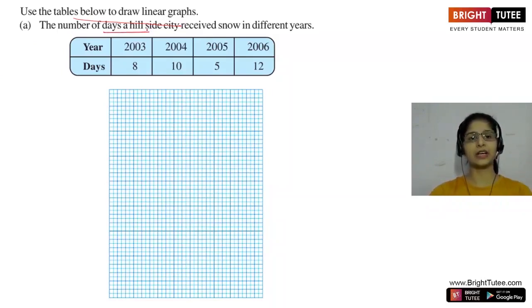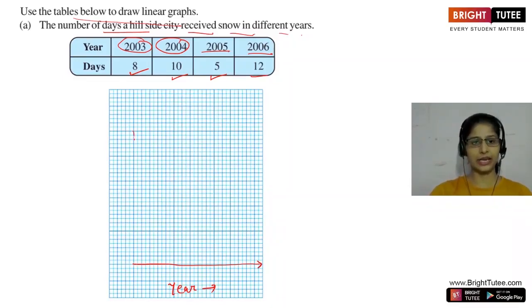The number of days a hillside city received snow in different years is given. So in 2003 for 8 days it got, 2004 for 10 days, 2005 5 days, and 2006 12 days. So what we are going to do, we will take years on the horizontal axis. So you are going to just draw a line like this. Okay, so you can use your scale and your pencil to draw it on the graph paper. You will write here year, and years are, just see.